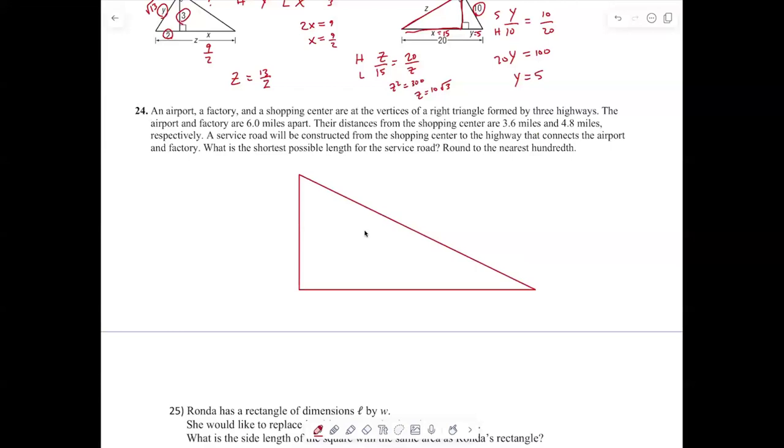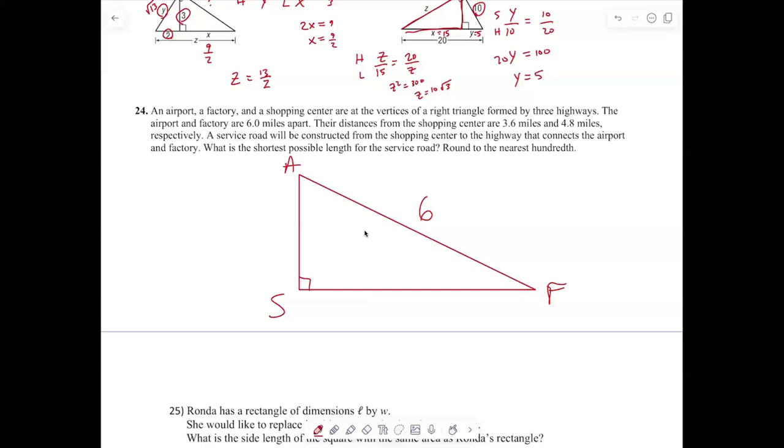Well, which one is the right angle? An airport, a factory are the vertices of right, the airport and the factory. Oh, yeah, because the largest one, that was good. So the airport and the factory is 6. And then the airport, the factory, and the shopping center. Now, again, that was good, guys. The shopping center has to be the right angle because that's opposite the largest side. Is everybody good with that?